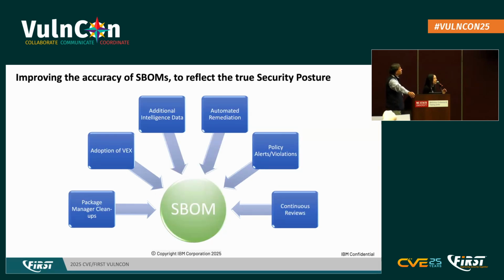Okay, so given all those trends and the noise that we're seeing, how can we improve the SBOM so it's a more complete, accurate view of the production code? Again, the themes we're seeing: package manager cleanup, encouraging teams to run the go mod tidy commands and npm prune, so that what we see in their package manager files are actually the dependencies that are being used.